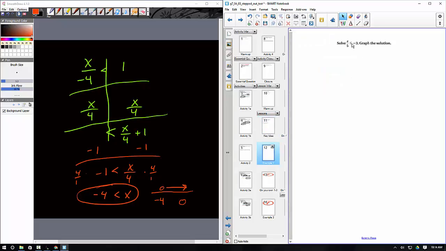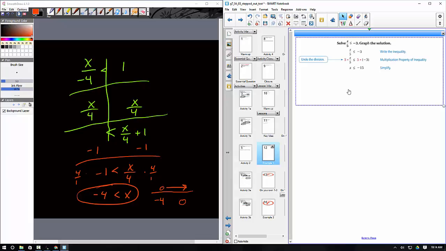So we're going to solve this here. x divided by 5 is less than or equal to negative 3. Well, if I multiply this by 5 over 1 and this by 5 over 1, I'll have x is less than or equal to negative 15. And that is the true statement. And then I have to graph this out. So I start at negative 15. It's a closed circle because it's less than or equal to, and it goes to the left.